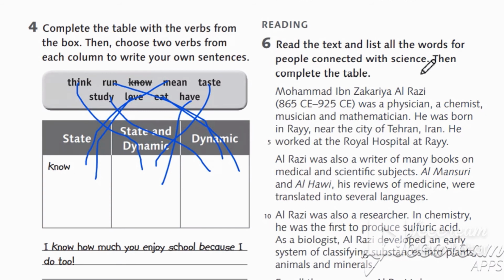Muhammad ibn Zakariya al-Razi was a physician, a chemist, a musician and a mathematician. He was born in Rayy near the city of Tehran, Iran. He worked at the Royal Hospital at Rayy. Al-Razi was also a writer of many books on medical and scientific subjects, Al-Mansuri and Al-Hawi. His reviews of medicine were translated into several languages.